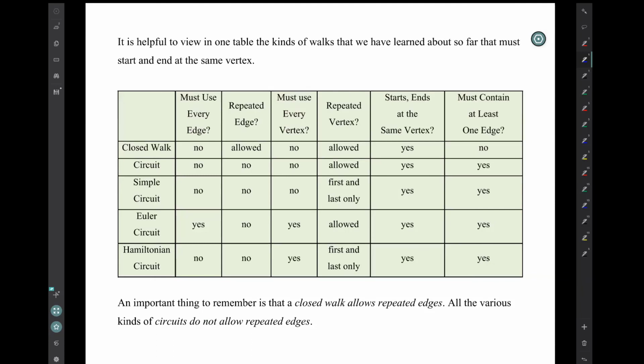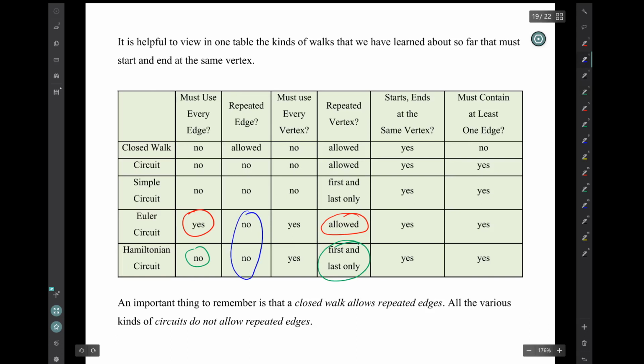Let's add Hamiltonian circuit to our table of the kinds of walks that we've learned about that must start and stop at the same vertex. In particular, let's compare Hamiltonian circuits to Euler circuits. Let's highlight the differences and the similarities. Euler circuits have to use every edge, whereas Hamiltonian circuits do not. Euler circuits allow repeated vertices, whereas Hamiltonian circuits only allow the first and last vertex to be repeated.